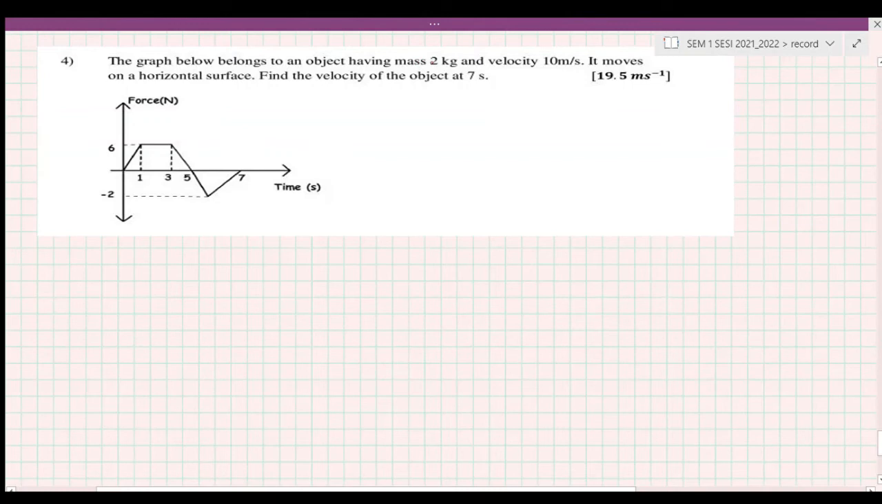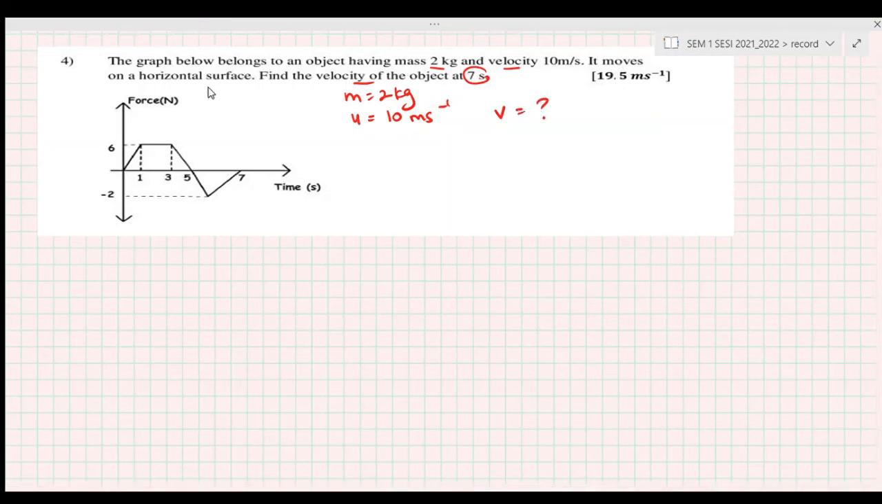Okay, let's do an example question for tutorial. Question number 4. We have mass equal to 2 kg, and it has an initial velocity equal to 10 meter per second. It moves on a horizontal surface. Find the velocity of the object at 7 seconds. This means we are asked to find the final velocity, so we have to find the impulse first.